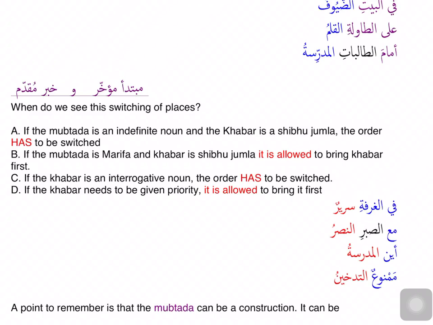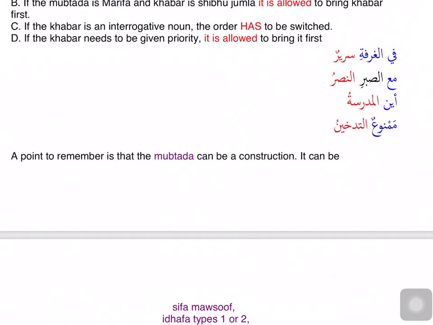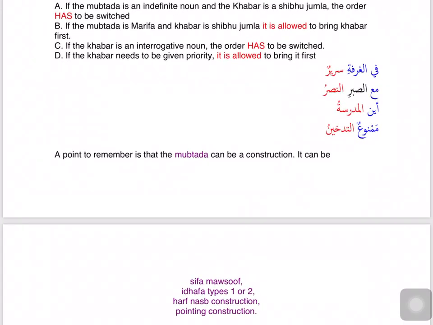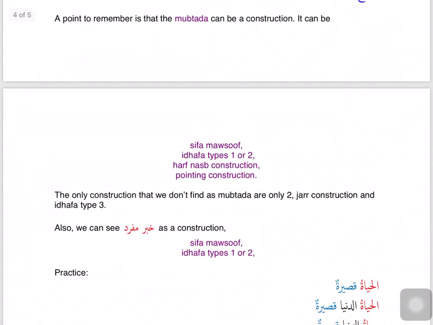And the last instance is if the khabar needs to be given priority, it is allowed to bring it first. So the sentence was at-tadkhinu mamnu'un, smoking is forbidden, but you want to give emphasis to the khabar, so you brought forbidden first. It is forbidden, smoking. It is forbidden. Mamnu'un at-tadkhinu. Anyway, these were just a few reasons why you can see switching of order of mubtada and khabar.